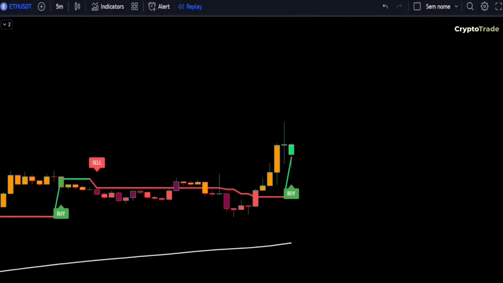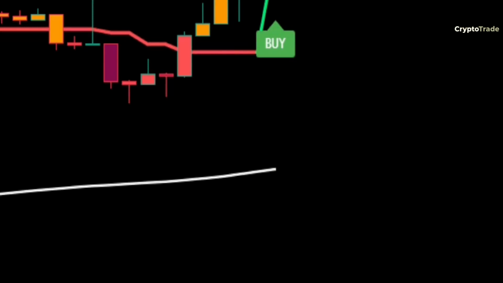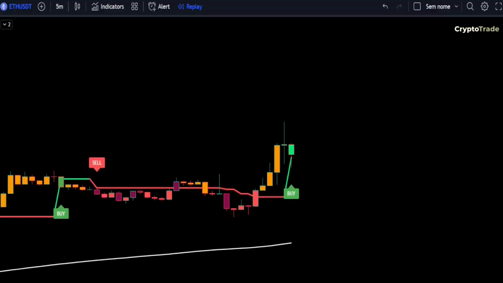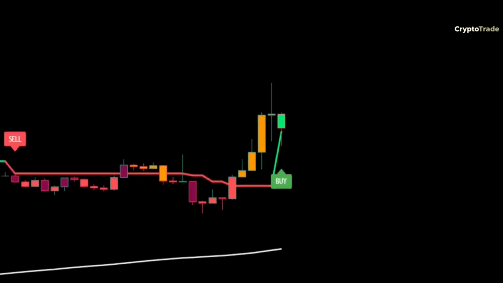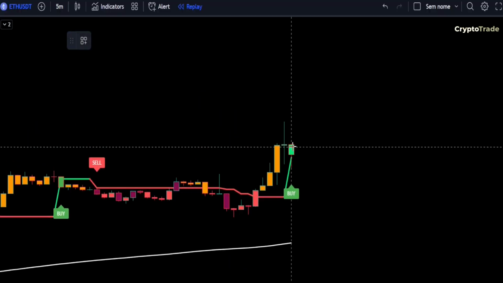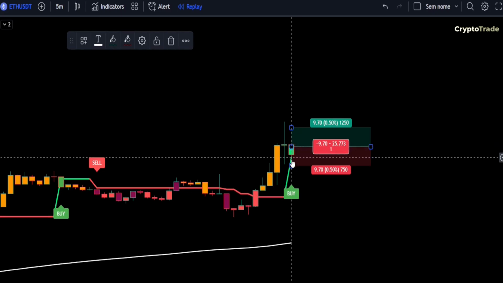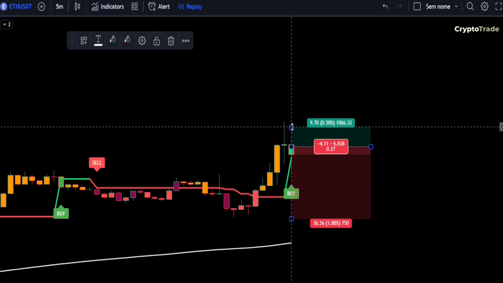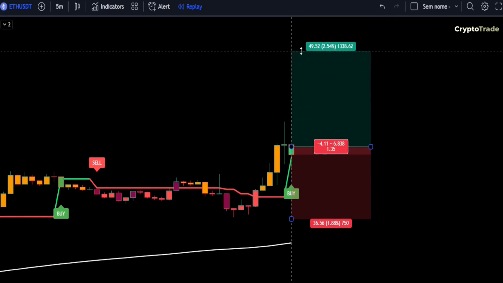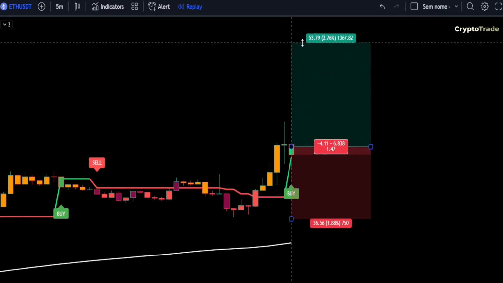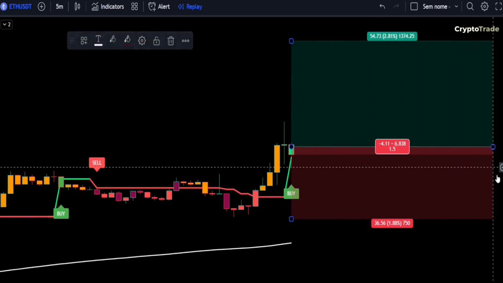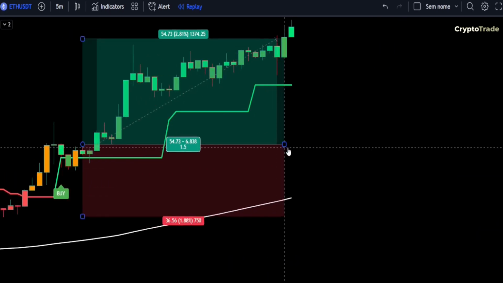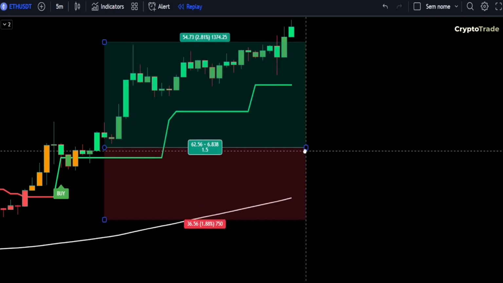For a buy order, the market must be above the EMA line. The range filter line must be green. Wait for a buy signal. If these conditions are met, place a buy order at the close of the candle. Place the stop loss below the nearest swing low. The risk to reward ratio will be set to 1 to 1.5. I hope you have understood the buying strategy.